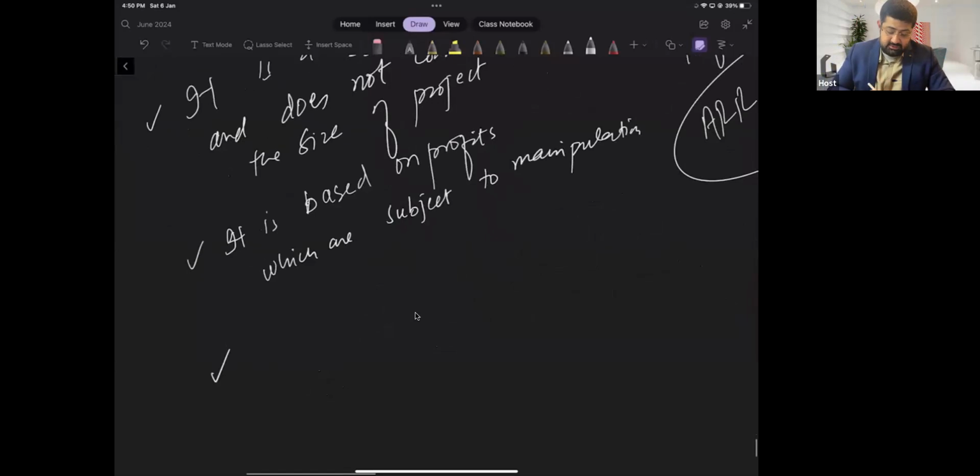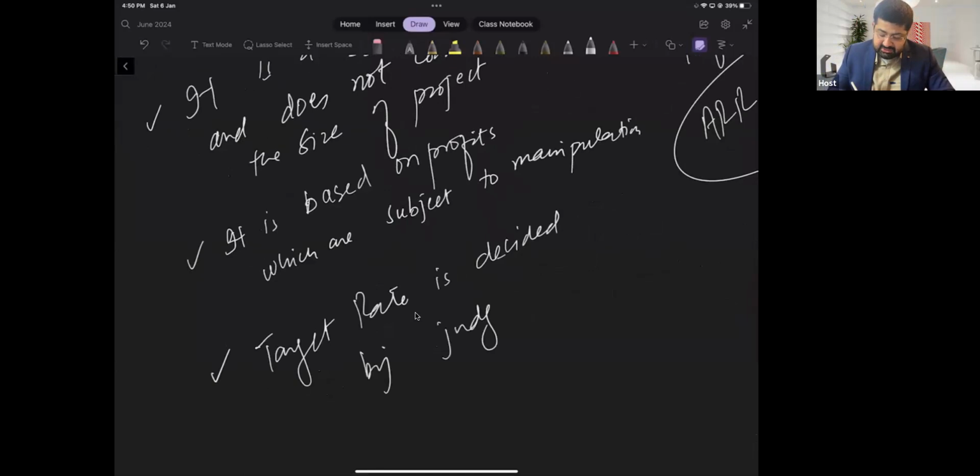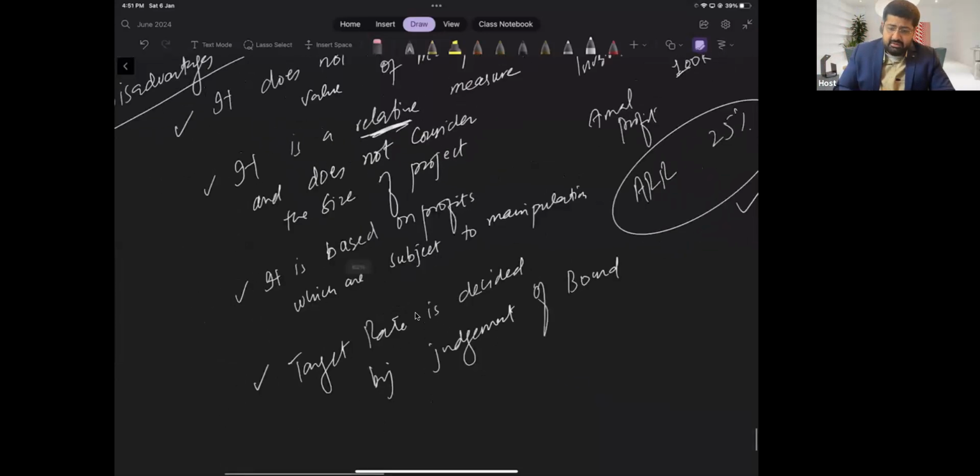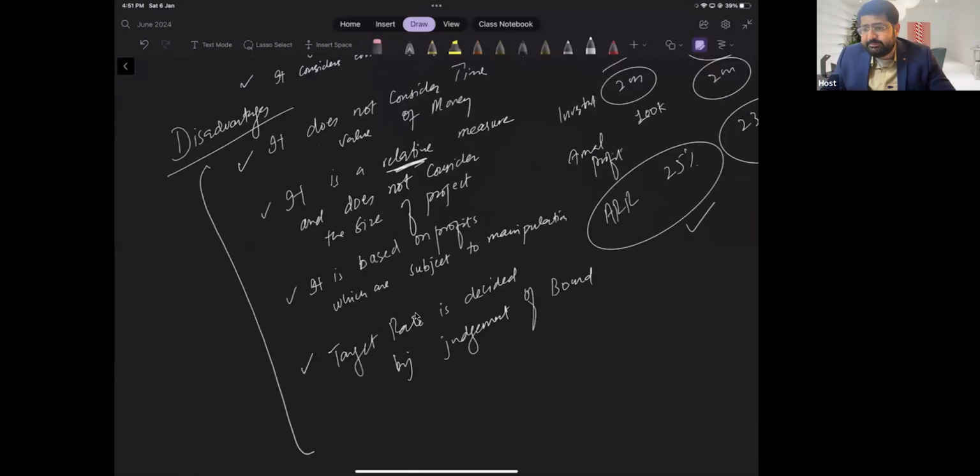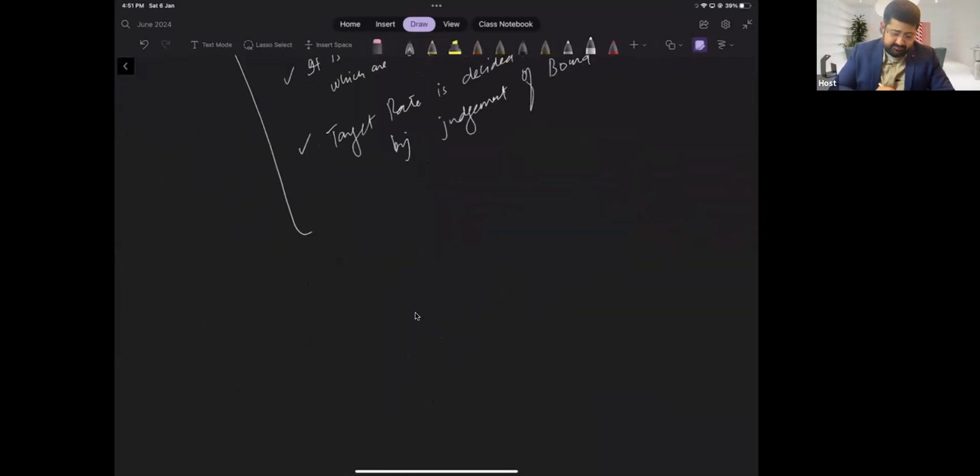Target rate is decided by the judgment of the board of directors. Wherever their judgment is involved, and what is the target rate? This is the target we need. Wherever judgment is involved, human bias is there, and chances of error and mistakes are there. Okay, got that? So these are the drawbacks as well.